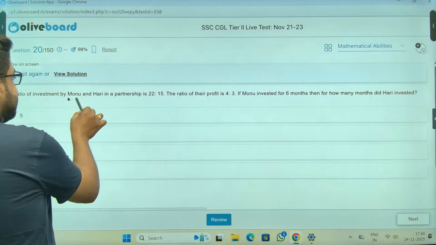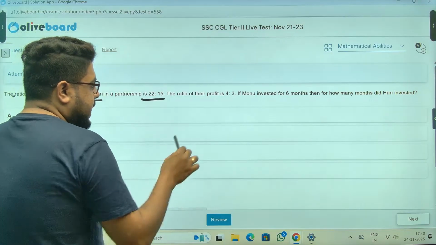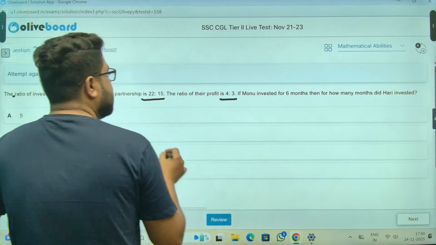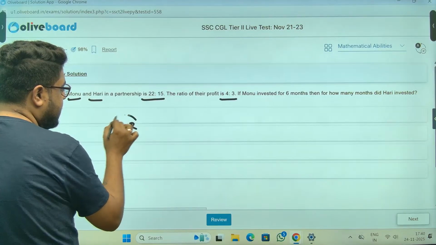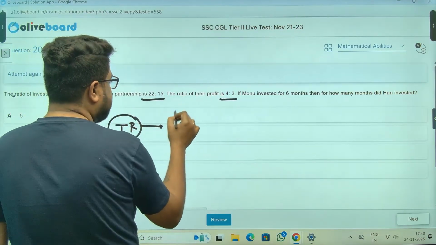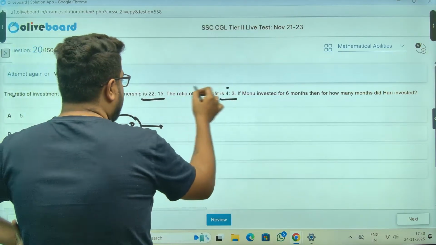Ratio of investments by these two is this. Ratio of profits is this. Array, sir. So time ratio will be what? TR. TR is profit ratio by investment ratio. 4 by 22.